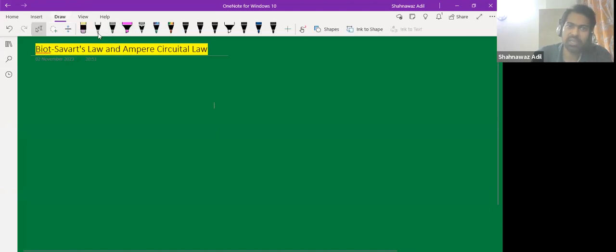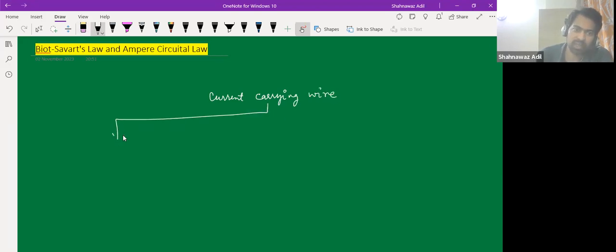We had a current carrying wire, right? We had a current carrying wire, and we specifically studied two kinds of wire. One was this straight wire, right? And the other one was this circular wire.